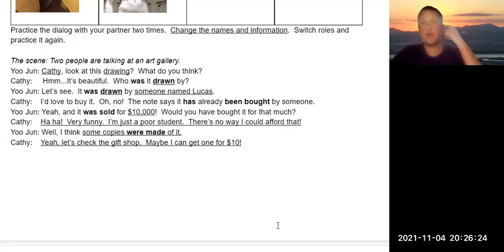Okay, now if you have a partner, you can practice this with them. If not, you can practice it with me. Either way, do it 2 times and switch roles after the first time and change the names and some of the information. All right, so if you're doing this with me, I'm going to be first, you can be second, and then we'll switch.